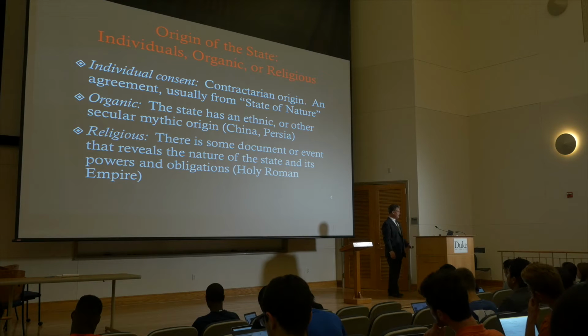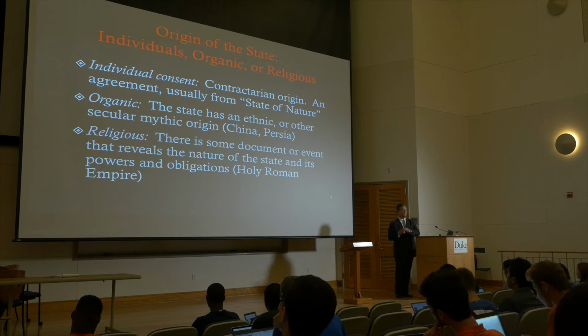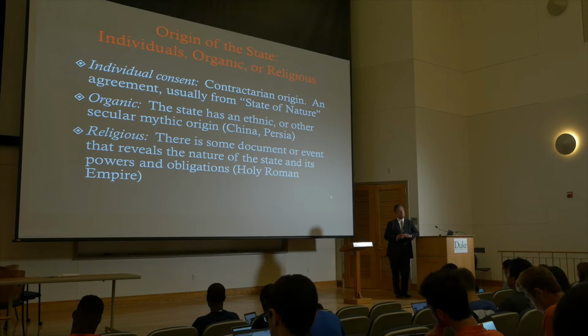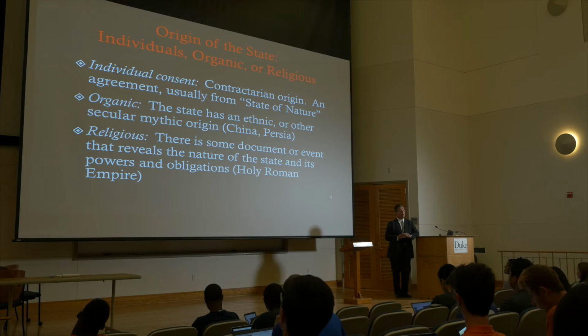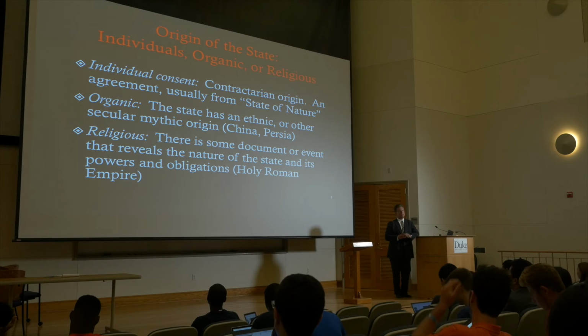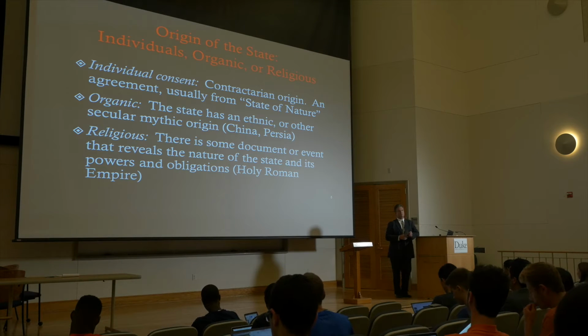Let's go back now and talk about the origin of the state. Why is it that we have states? This is a course in political economy, so we're often going to go back and forth between state and market. And in many ways, both logically and temporally, states pre-exist markets.